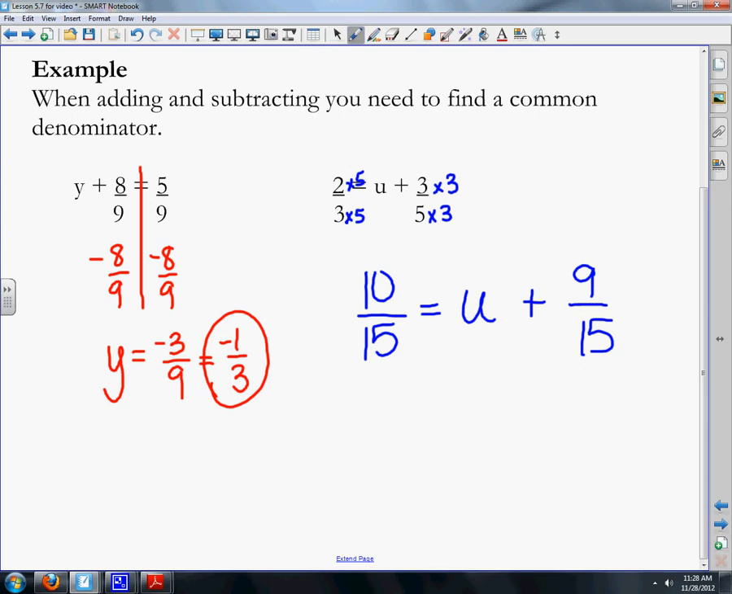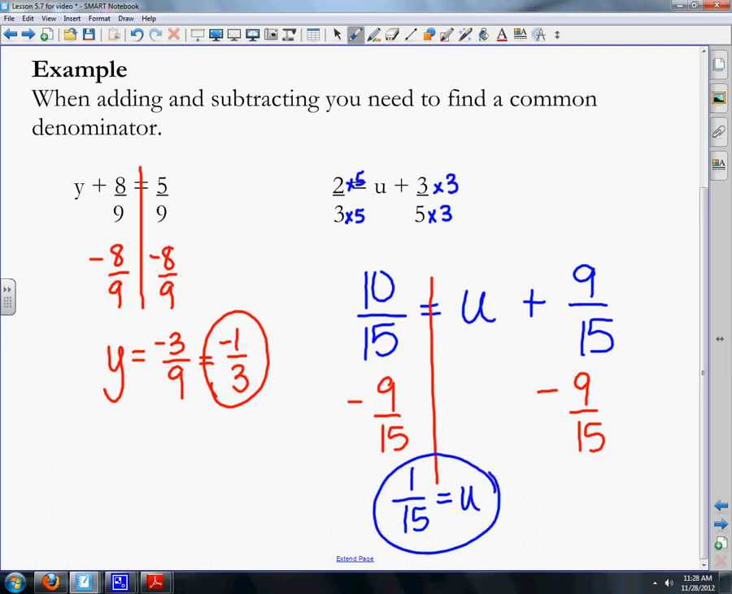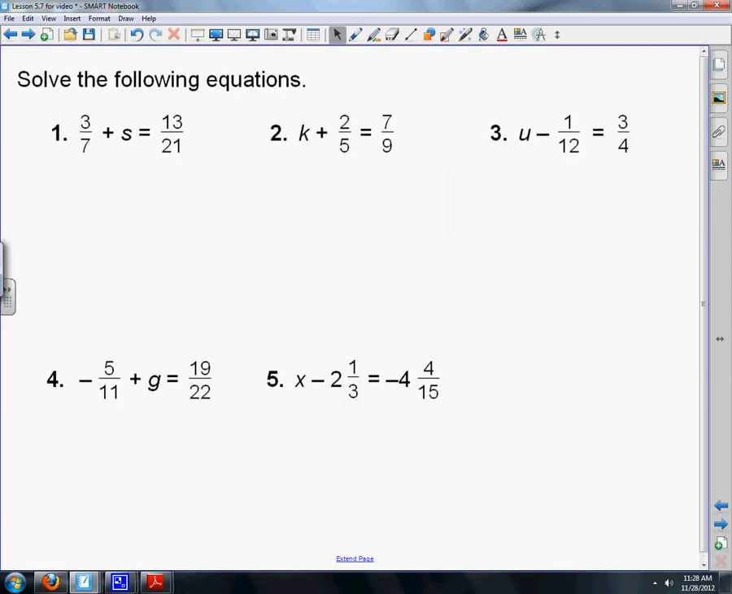Now I can solve my problem. Now I can minus 9/15 from both sides. And I see that u equals 1/15. So when you're doing them and they don't have common denominators, you have to have a common denominator first. So let's try these problems. I want you to try these and then we will go over them.